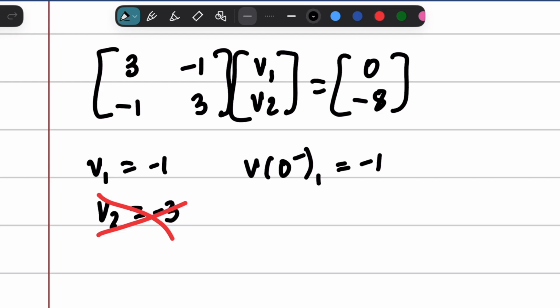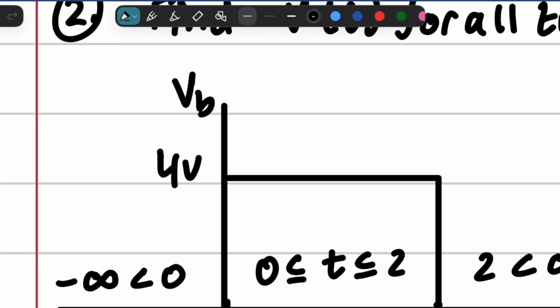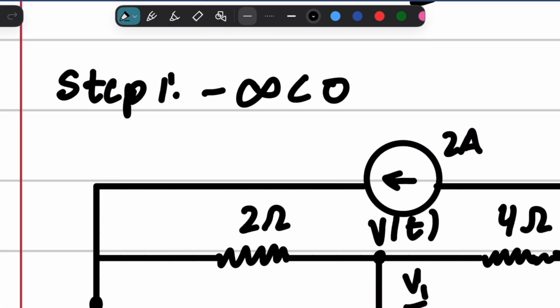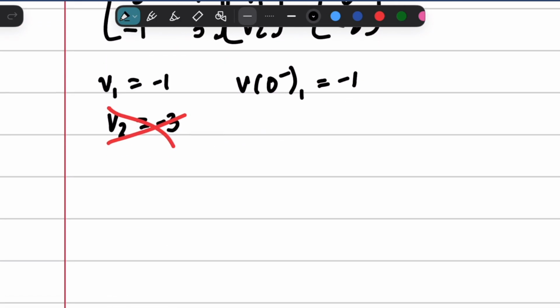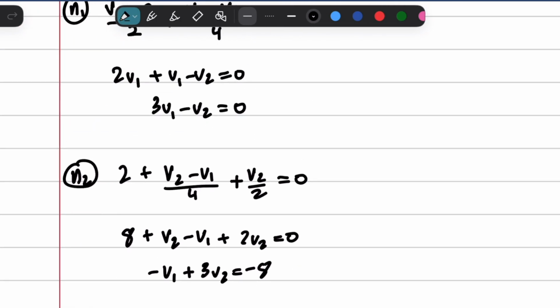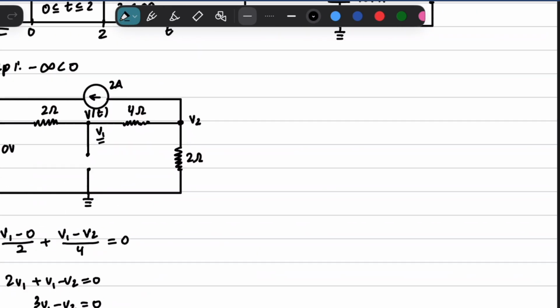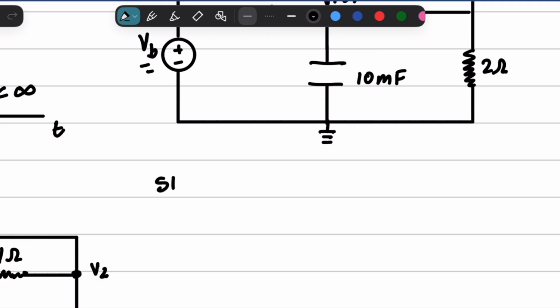Okay, so this is our first puzzle piece, part of the puzzle. And so that's going to say that during this time, we have v1 as being negative 1 volt. Now, we are going to have a change, and we are going to have step 2. I'll write this right here.